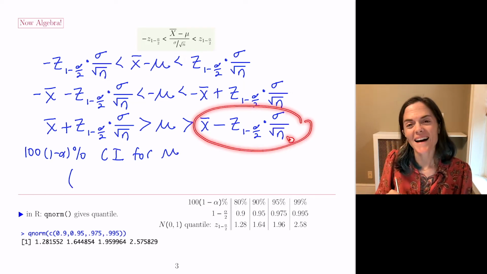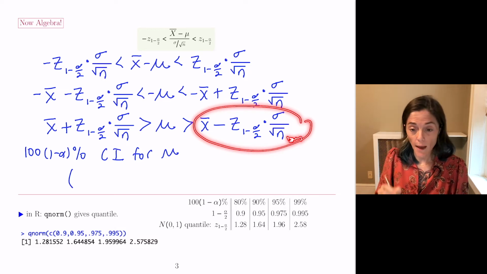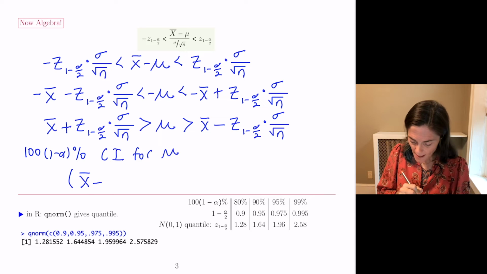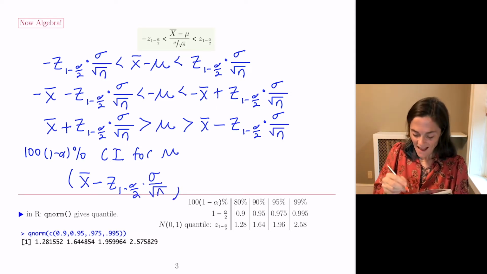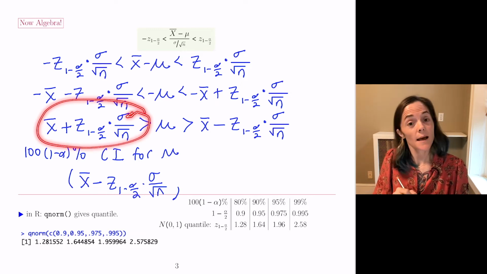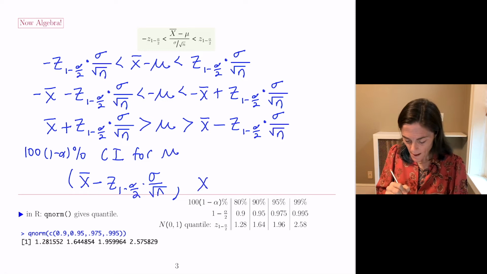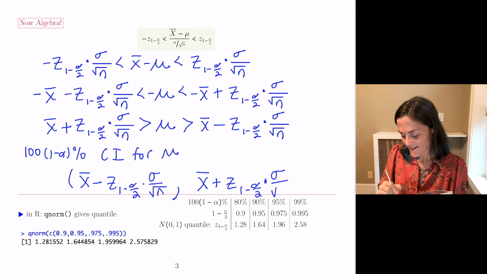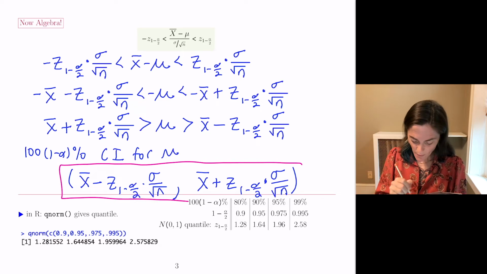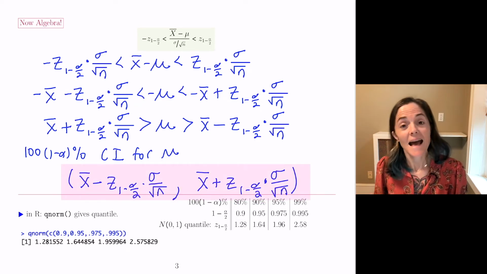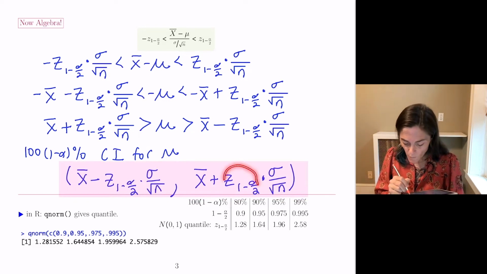Well, here's this lower bound that we talked about on the first page, theta sub L. You take x bar minus z sub 1 minus alpha over 2 times sigma over the square root of n. And then here is this upper bound, theta sub u. We take x bar plus z sub 1 minus alpha over 2 times sigma over the square root of n. Now we see this confidence interval definitely contains the sample mean, x bar, as we expect.